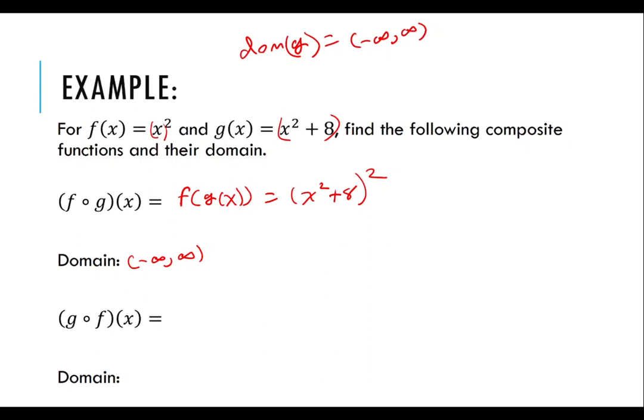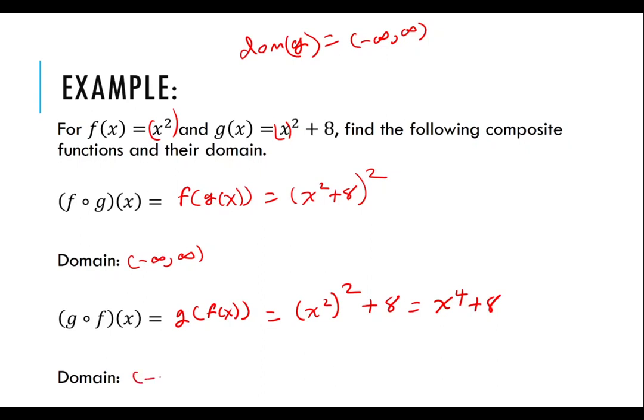Then we're flipping it around, g of f. So what happens is we take and we plug in f everywhere there's an x in the g function. So I have this entire function f of x, and I plug it in everywhere there's an x in g, so this is going to be x squared squared plus 8, or x to the 4th plus 8. So that's then the domain of the inner function f was all real numbers, the domain of the final composition is all real numbers, and the intersection of all real numbers with all real numbers is again all real numbers.